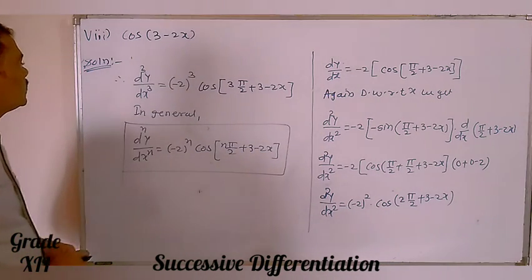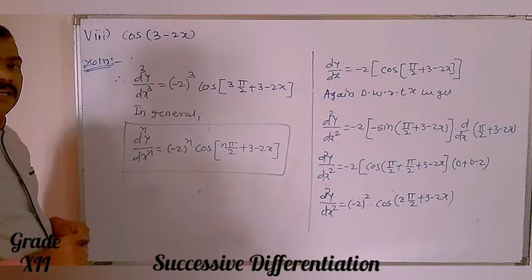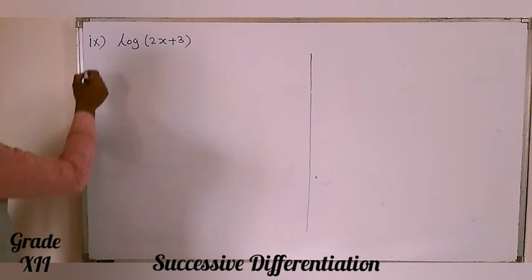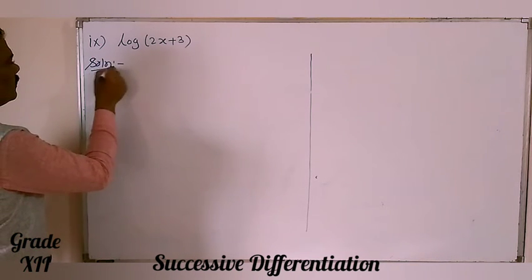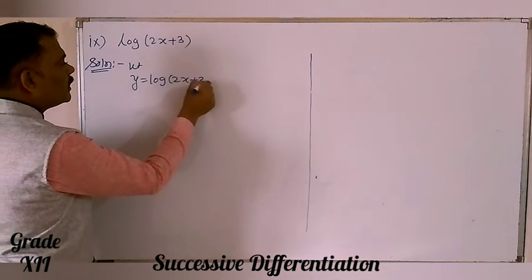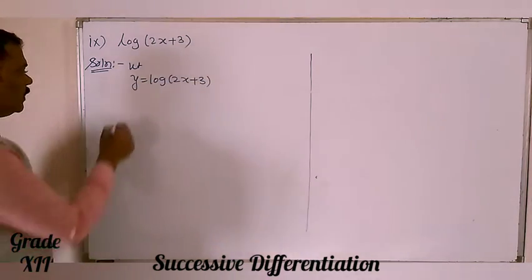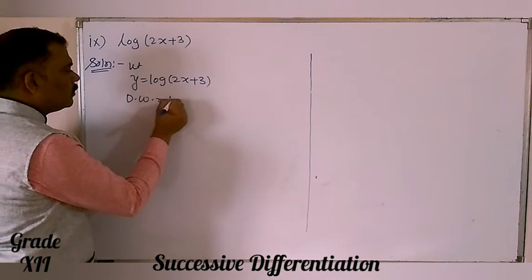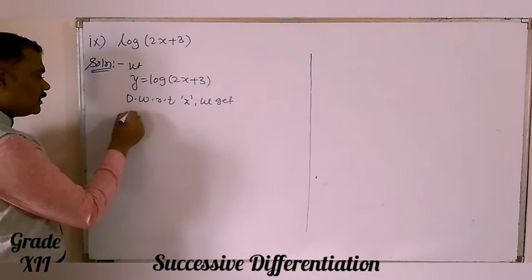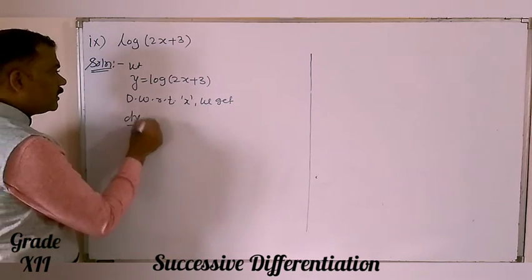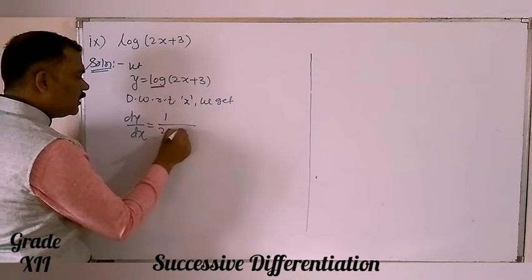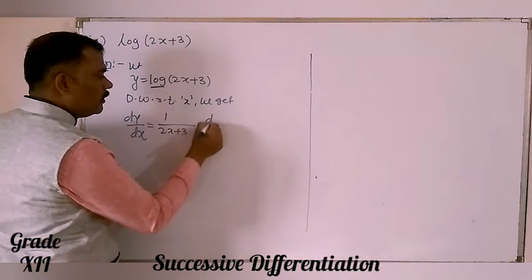After that, we have to discuss example number 9. What is example number 9? See here. Example number 9 is log of 2x plus 3. Let y is equal to log of 2x plus 3. We have to differentiate with respect to x. Differentiating with respect to x, we get the differentiation of y with respect to x, that is dy by dx. First we keep the finger on log. What is the derivative of log? 1 upon x, where x is 2x plus 3, into d dx of 2x plus 3.